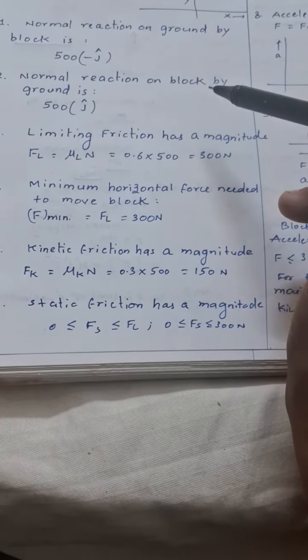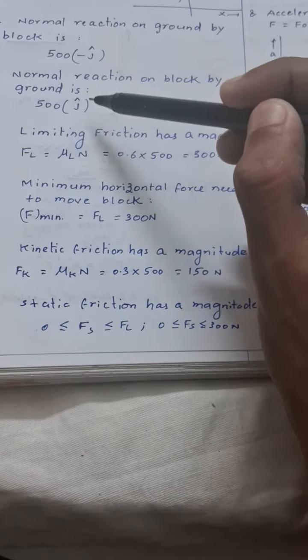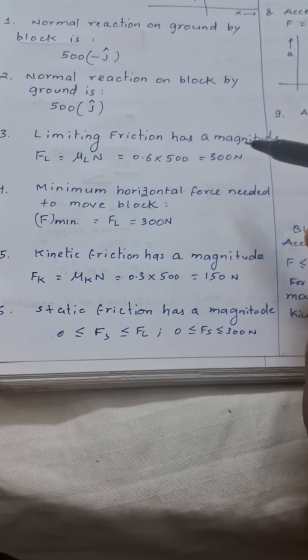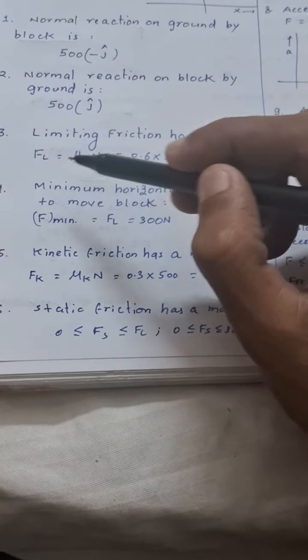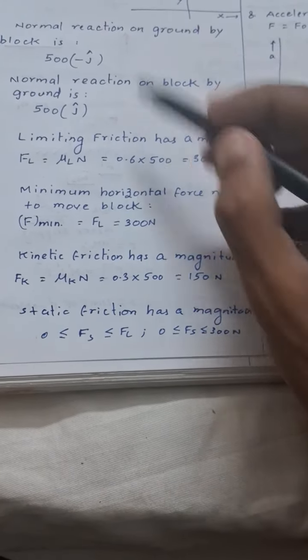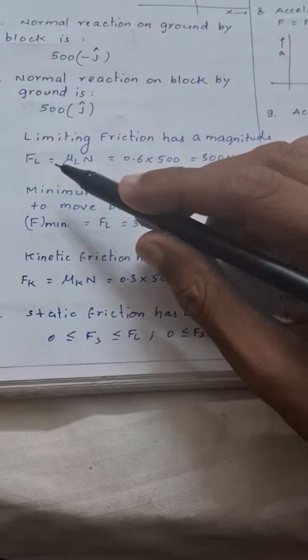Next is the normal reaction on block by ground. That will be opposite of this as per Newton's third law. So that will be 500 j cap. Next is limiting friction has a magnitude. So limiting friction has a magnitude mu limiting into N. Mu limiting here is 0.6, N is 500. So multiplying that we have 300 Newton.